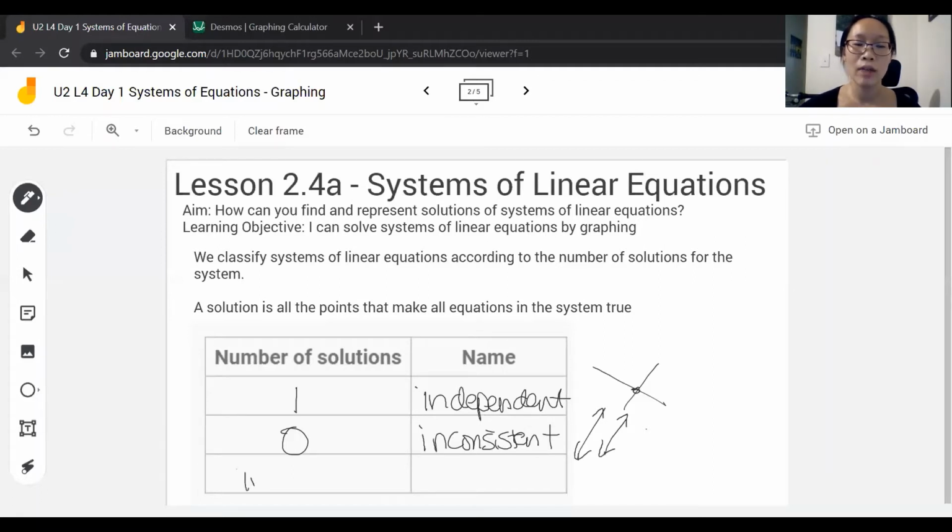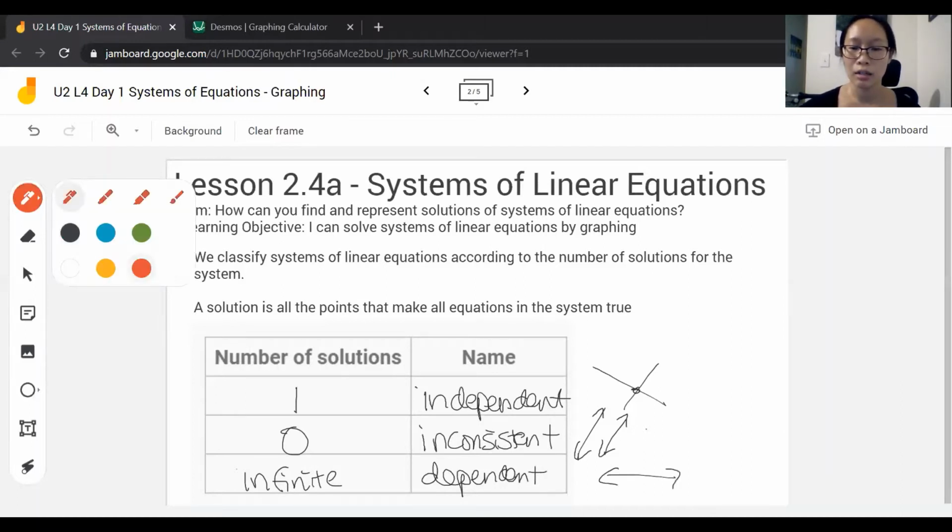We could also have infinite solutions. This is called a dependent system. And this is when you have a line where your second line ends up being your first line in disguise. You didn't actually have two different lines, you only had one. Let's take a look at some examples.